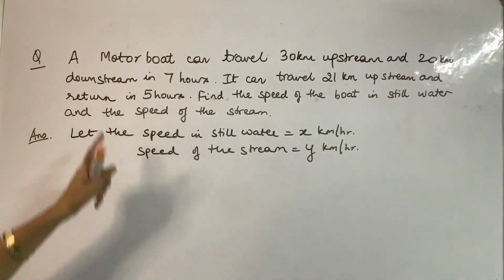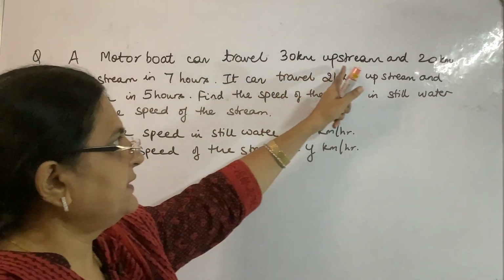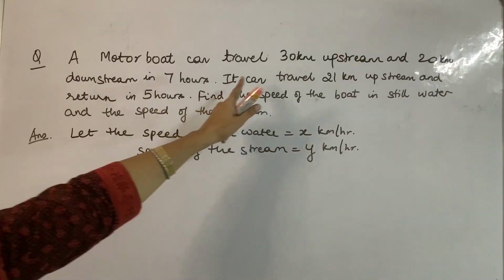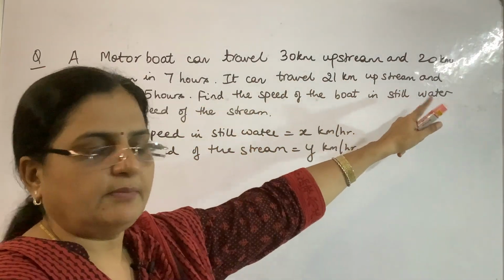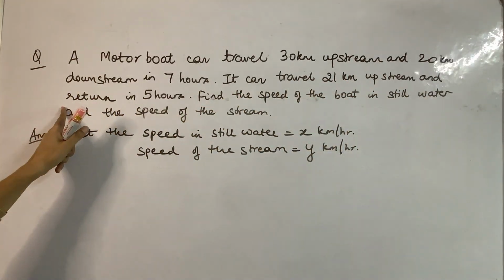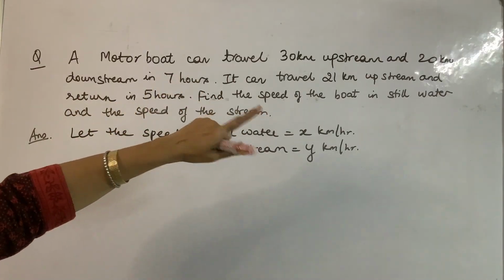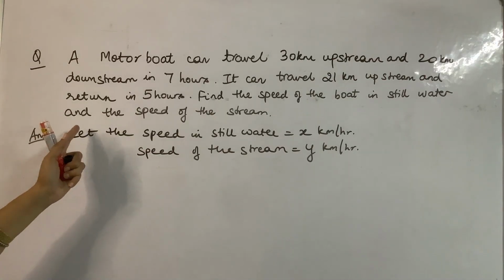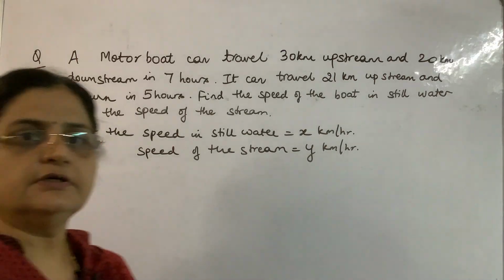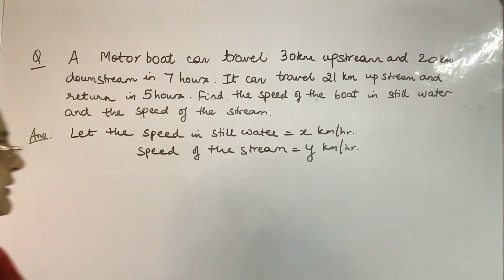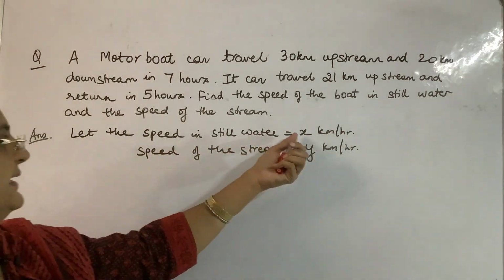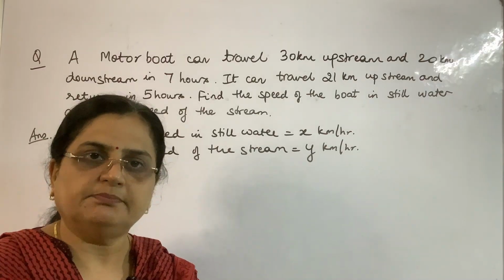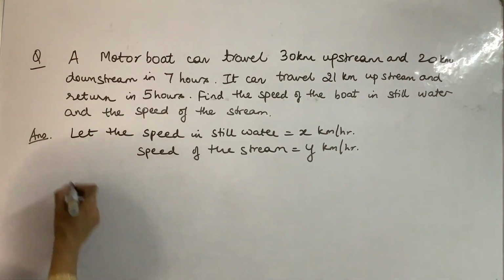The problem says a motorboat can travel 30 km upstream and 20 km downstream in 7 hours. It can travel 21 km upstream and return, meaning again 21 km downstream, in 5 hours. Find the speed of the boat in still water and the speed of the stream. Two unknowns: let the speed of the boat in still water be x and let the speed of the stream be y km per hour.